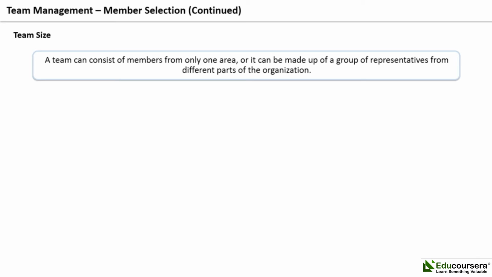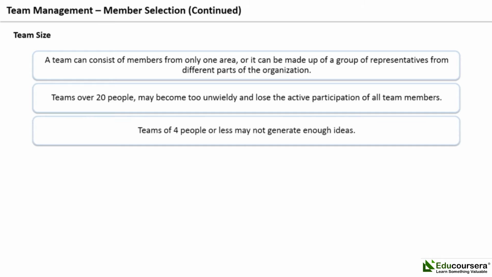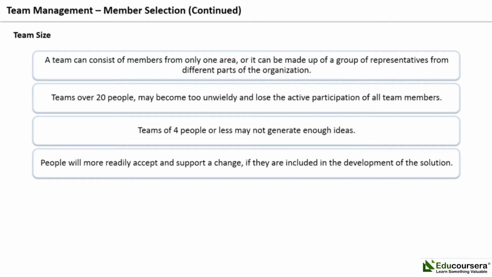Conventional wisdom is that teams over 20 people, some think over 15, become too unwieldy and lose the active participation of all team members. Teams of 4 people or less may not generate enough ideas. A major change management principle embraces the notion that people will more readily accept and support a change if they are included in the development of the solution. This presents a major dilemma for teams. How can the team be kept small enough to effectively work together and at the same time involve everyone?